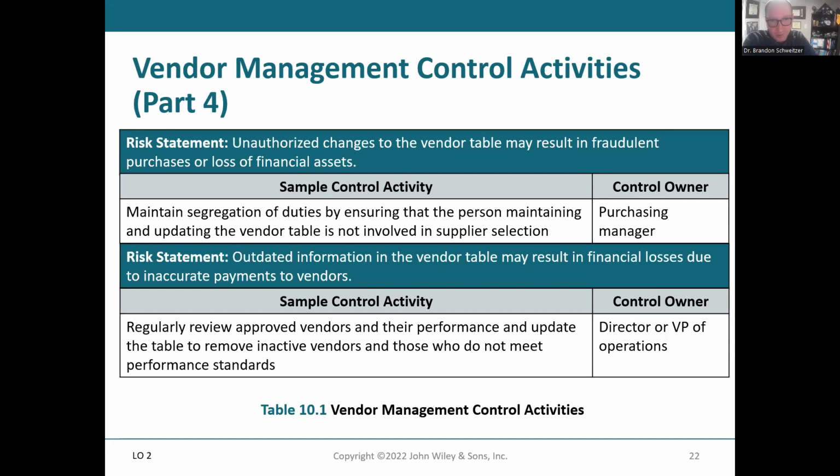Another risk, outdated information in the vendor table may result in financial loss due to inaccurate payment. Yeah. If a vendor moves from one location to another, you don't want to send a check to the wrong location. If the vendor changed legal names for their business, you make sure that the name is updated. If they switch banks, make sure that you have their most up to date bank information. That type of thing. Very, very important to monitor these things.